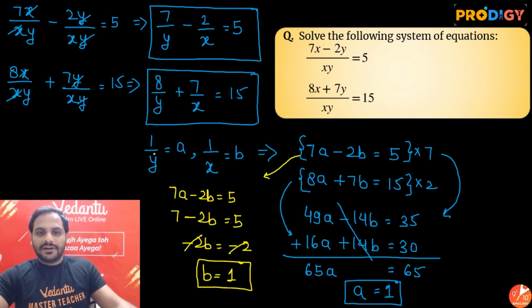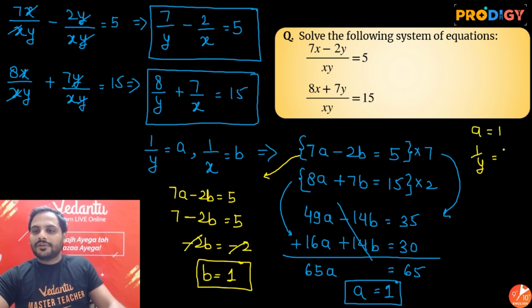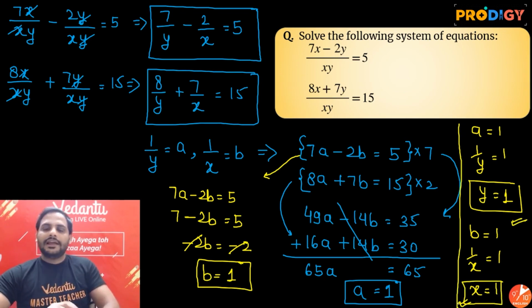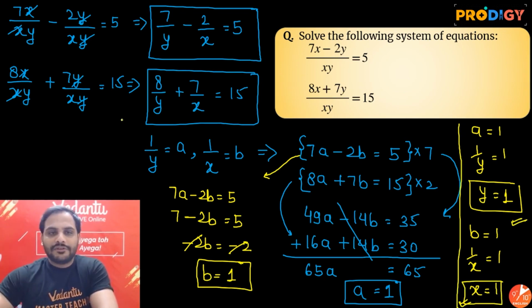What is a? 1 by y. So since a is equal to 1, I can say 1 by y is equal to 1. Reciprocate, y is equal to 1. Similarly, b is also equal to 1. That means 1 by x also is equal to 1. Reciprocate, x is also the reciprocal of 1, which is 1 only. So x is equal to 1, y equal to 1 will be my final answer.